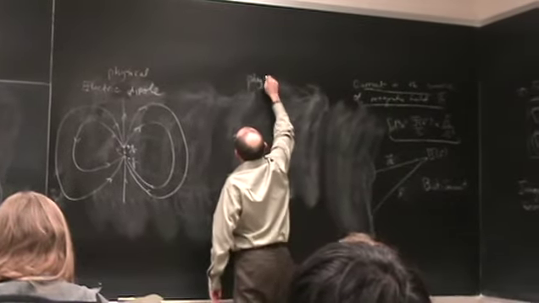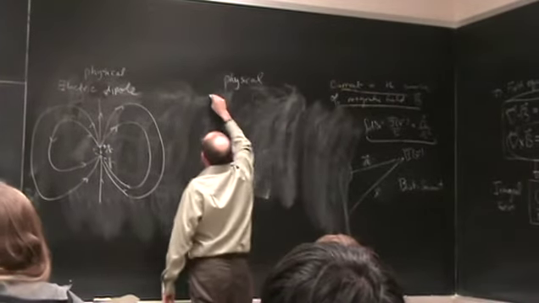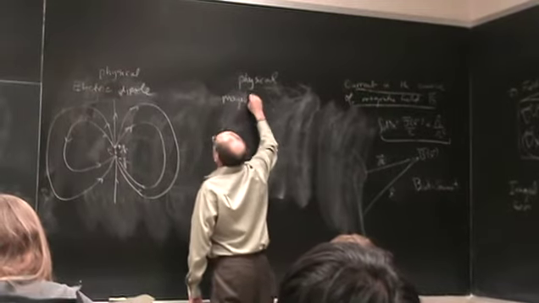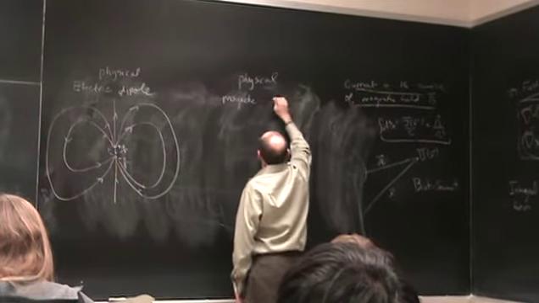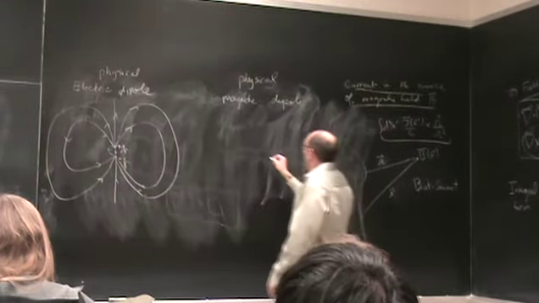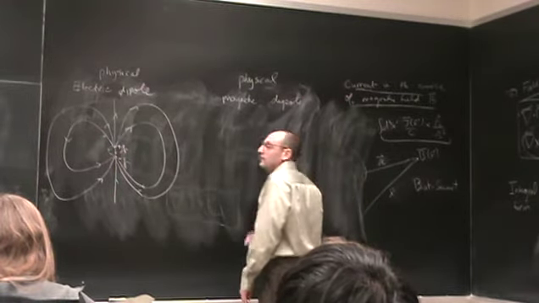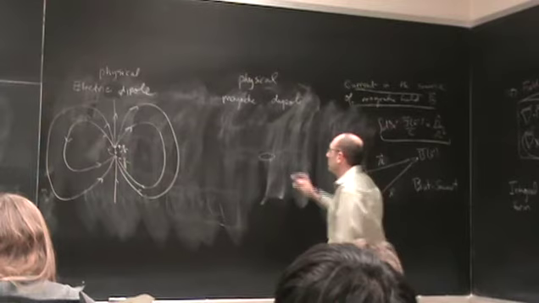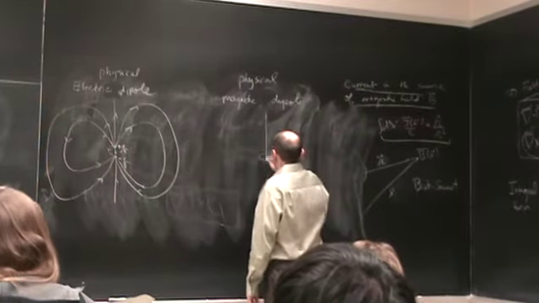The physical magnetic dipole is a current loop, for example, which looks like this.